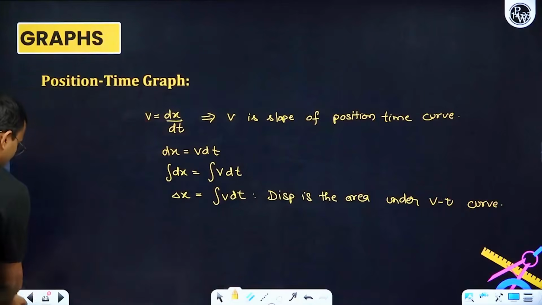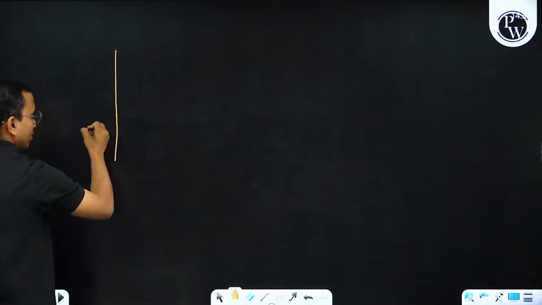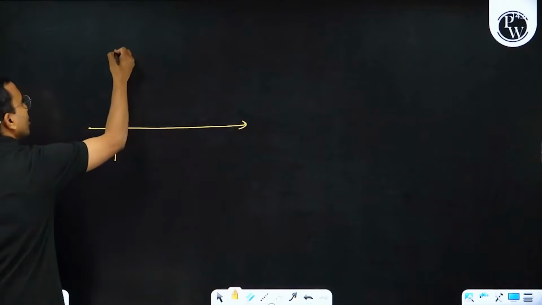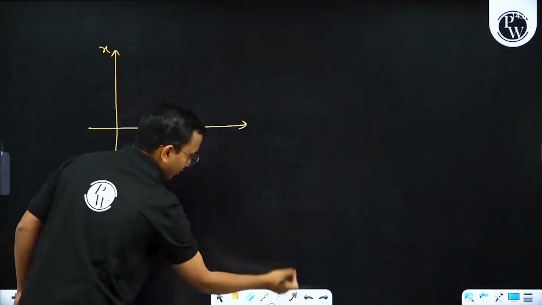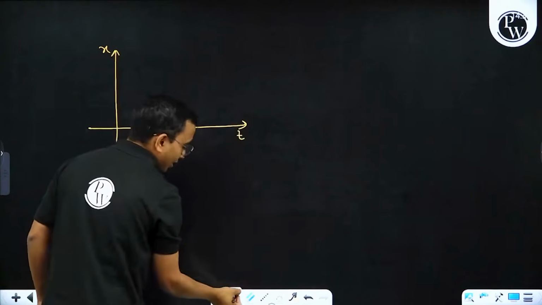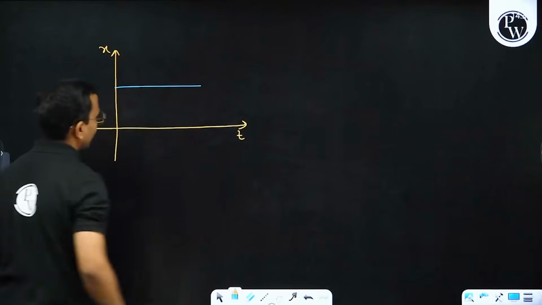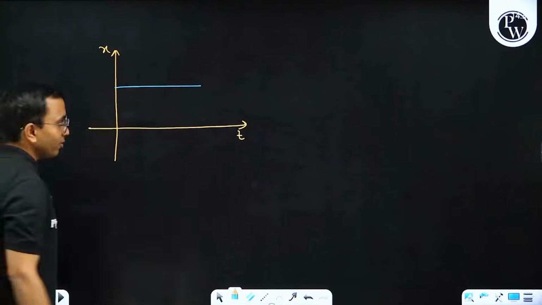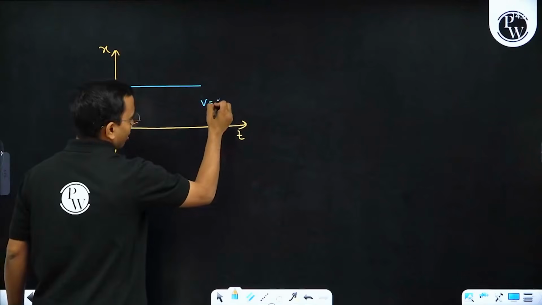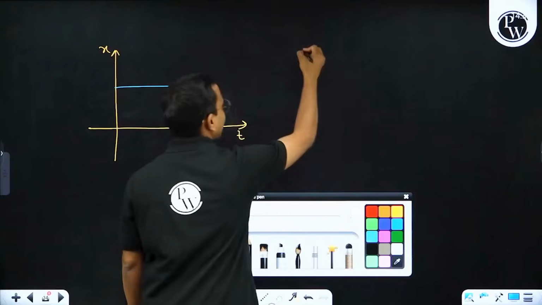Now if I ask you, this is x, this is t time, and let us take the curve is like this. What is the velocity? You'll say position is not changing with time, velocity is 0. Yes. Another thing, let us take.